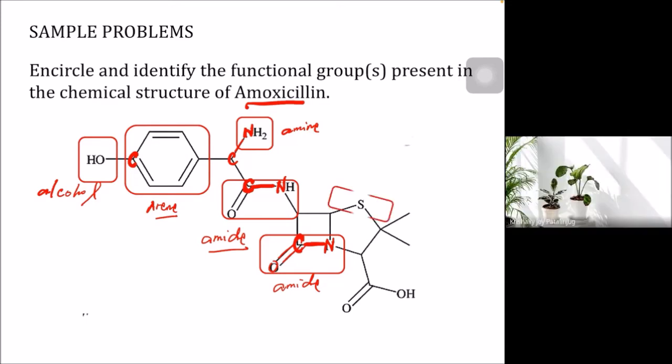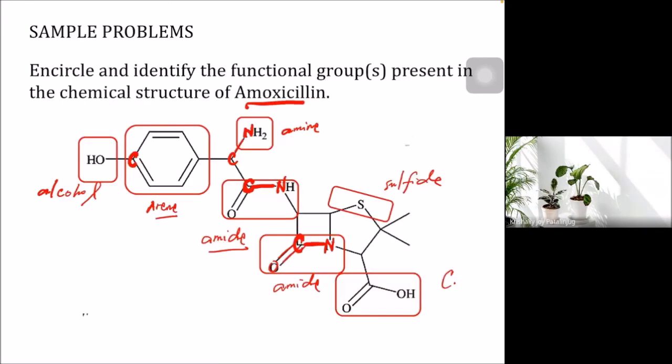What about this portion? Sulfide. Okay, very good. This is sulfide. What about the last one? Carboxylic acid. Very good. Carboxylic acid. Okay? Carboxylic acid is also a carbonyl containing functional group.